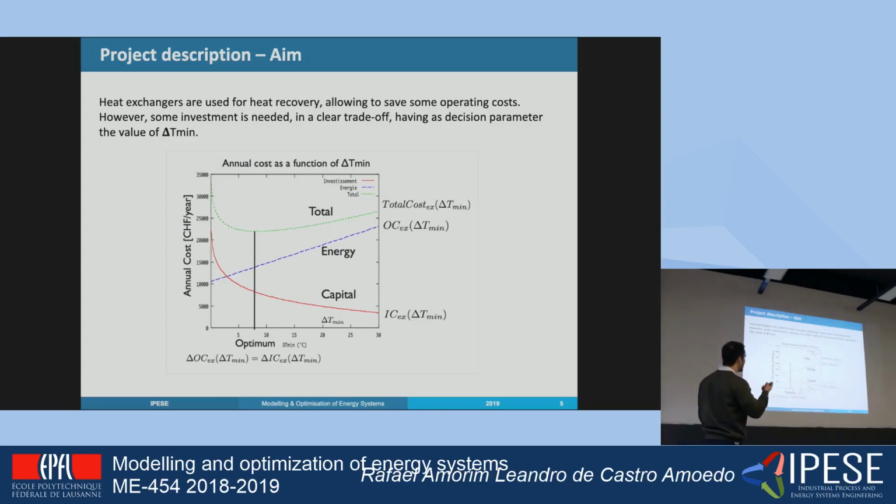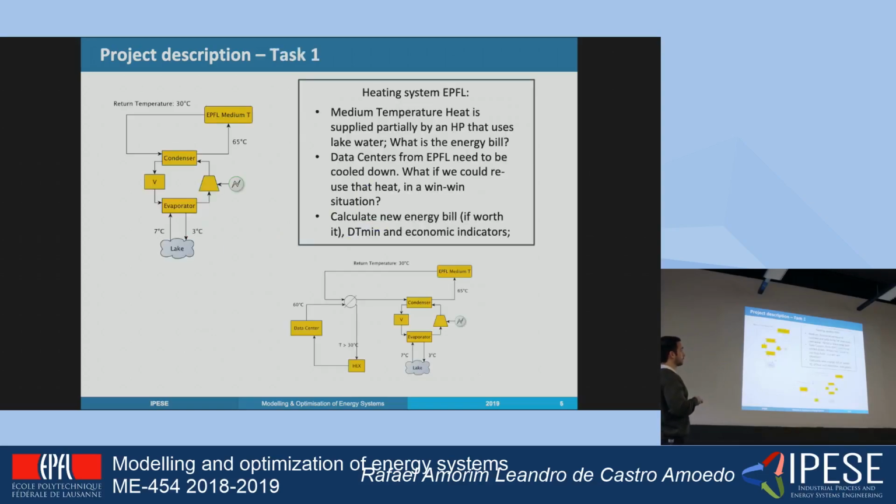As I guess you have already seen, there is this trade-off between investment cost and operating cost. So we should decide on the optimal delta T minimum that will allow us to have the best or a good combination of costs, okay? But I guess that you have already seen this with Francois in detail.